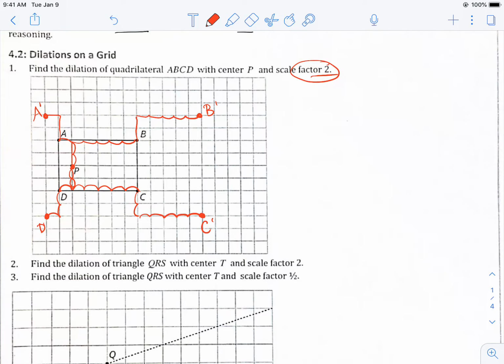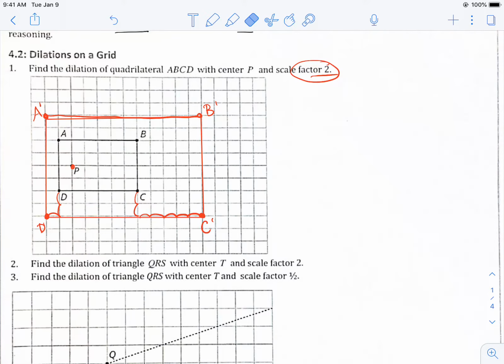Now let's connect these together. So we have a line here. Oh, that's a pretty crooked line there. So we have something that is 2 times bigger. I'll erase some of these little marks so I can see my line there. Alright, so we have something that's 2 times bigger.